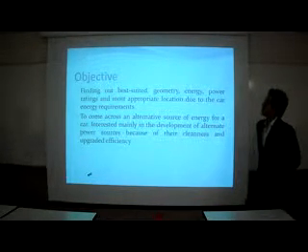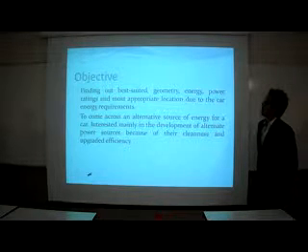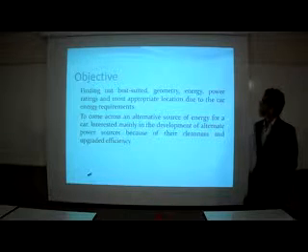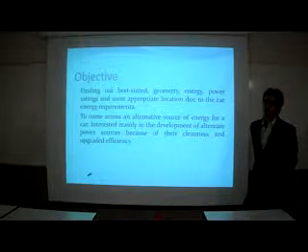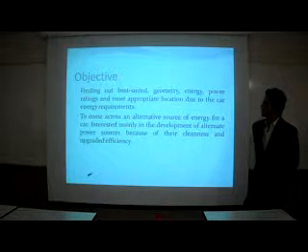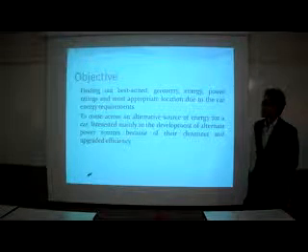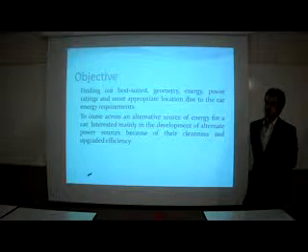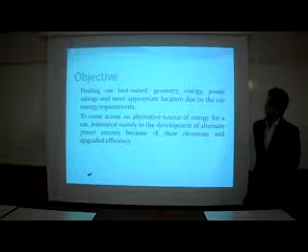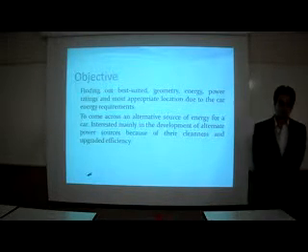Here is our objective: to find the best fitted geometry, energy, power ratings, and most appropriate location due to the car's energy requirements, and to come across an alternative source of energy for a car, interested mainly in the development of an alternative power source because of its cleanness and upgrading efficiency.